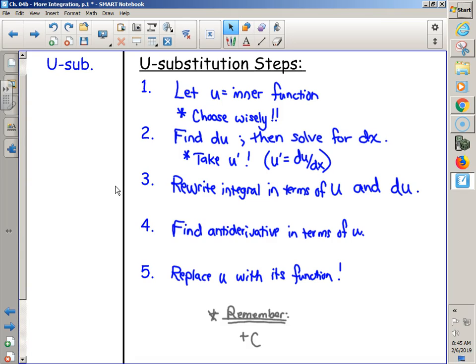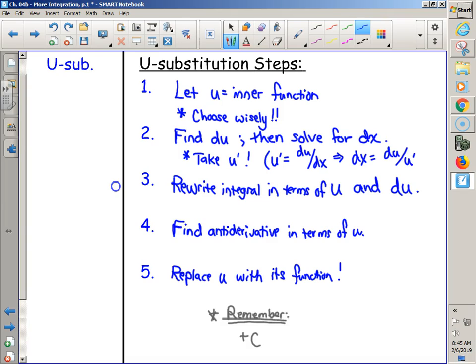Start afresh. Number 2, find du. Wait, but find du, I don't get, oh, du comes from u prime. Du comes from u prime. If it helps, you guys can take this little clue one step further. U prime is equal to du dx, so take it one step further. I think some of you would find it helpful to see this now. Which means dx is equal to du over u prime.